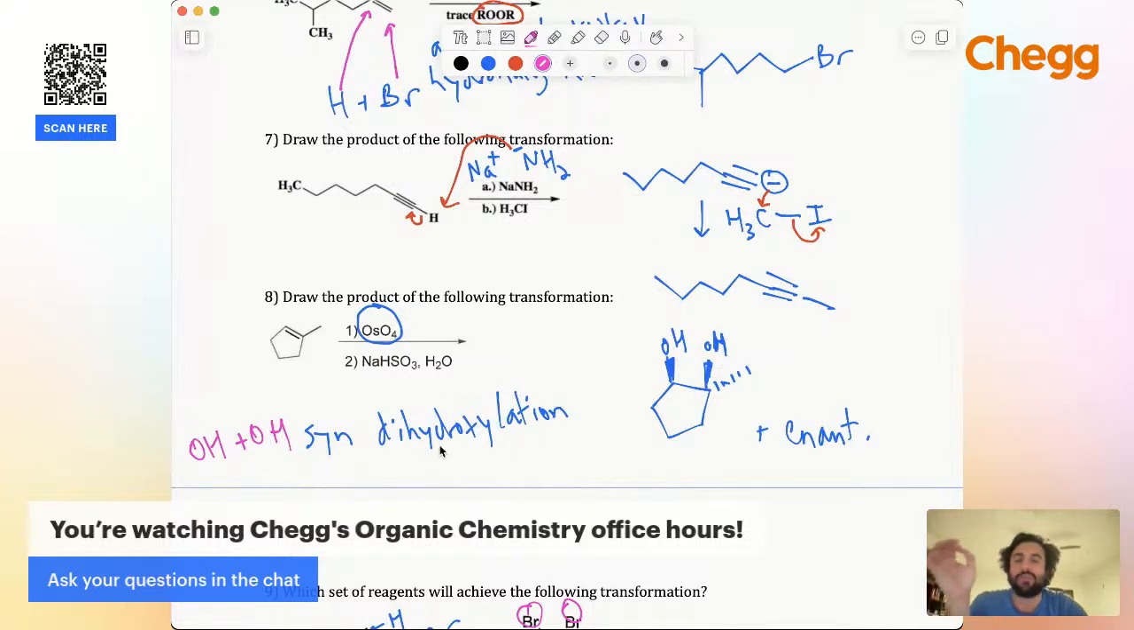If you know what these words mean, then you can apply them to any substrate, just the way that we saw dihydroxylation meant OH and OH, syn meant on the same side. And then we just applied that to the particular substrate.